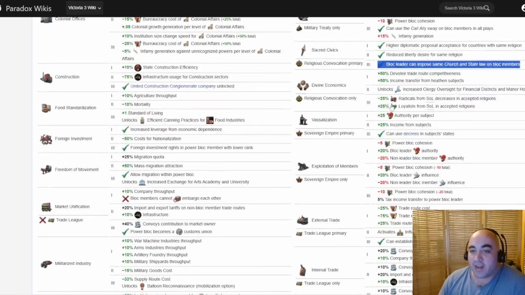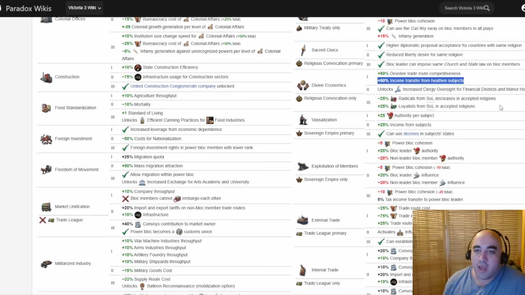Next up, we have Divine Economics, which gives you income transfer from heathen subjects, which is a bit of an interesting one. I'm almost certain this is not a free money modifier, but if you're stacking a whole bunch of these modifiers, Vassal's base rate is 30%. You can get extra income transfer from a few things, like, for example, vassalization, and then you could also stack it with this. I don't think it stacks multiplicatively, but I haven't checked.